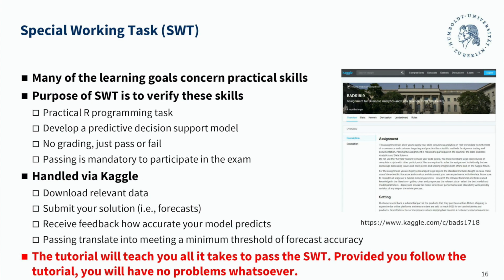In a nutshell, you will need to pass a minimum threshold of predictive accuracy. You pass that threshold, you completed this special working task, and you are, by that, able to complete the module and participate in the exam. Which also implies what is the implication of not meeting the threshold. I.e., by not completing the special working task, you would not be allowed to participate in the exam and complete the module. If this sounds scary, you need to do our programming on your own.